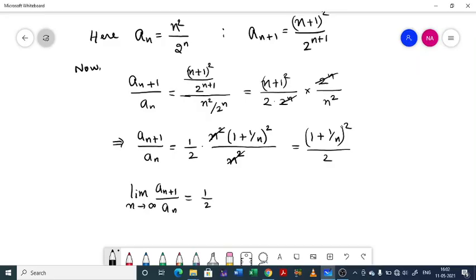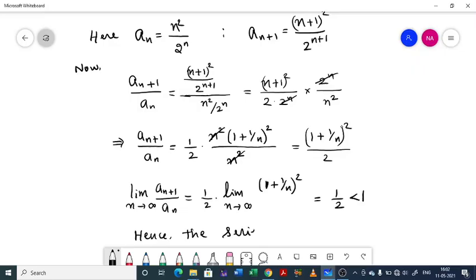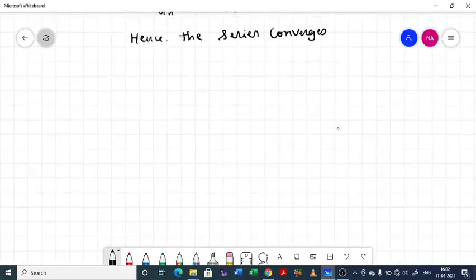See, this is independent of n, so we can write it outside the limit as n tends to infinity of (1 + 1/n)^2, right? Now these two I have taken outside, right? So as n tends to infinity 1 by n will be 0, so this will remain with 1, so it is 1 by 2 into 1, or simply 1 by 2, which is less than 1. Hence the series converges. So we got L less than 1, therefore the series converges.